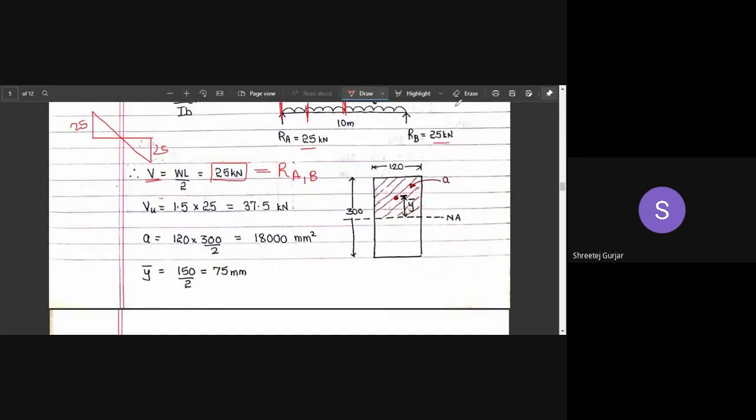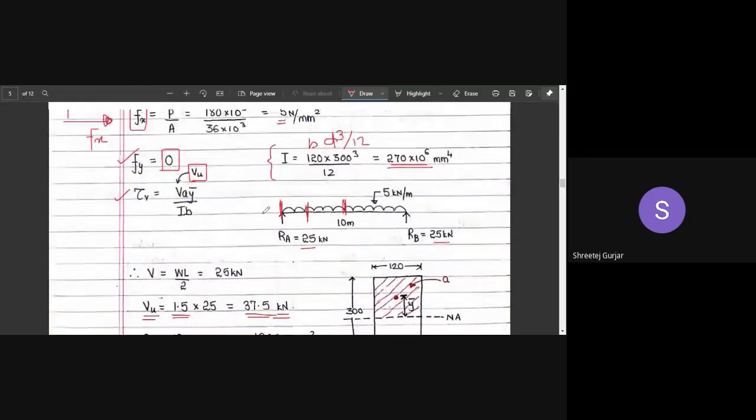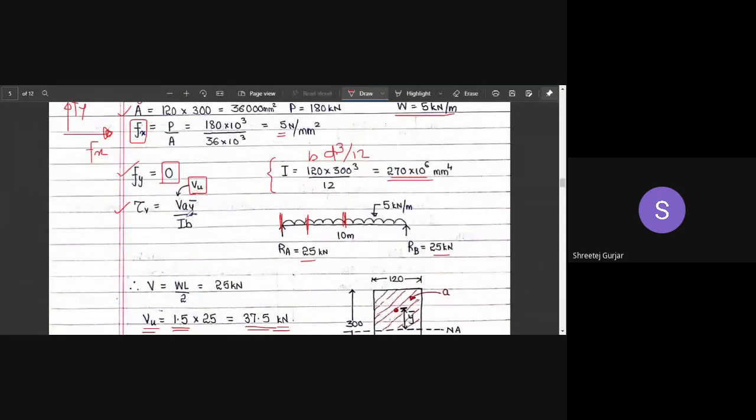Now we will multiply by 1.5 to calculate the ultimate shear force. We have multiplied by 1.5 to calculate the ultimate shear force VU, which is 37.5 kilonewton. So we have calculated VU and we have calculated I. b is directly the breadth of your beam, no problem. Now we have to calculate A and Y.